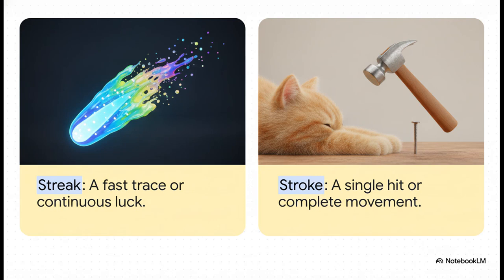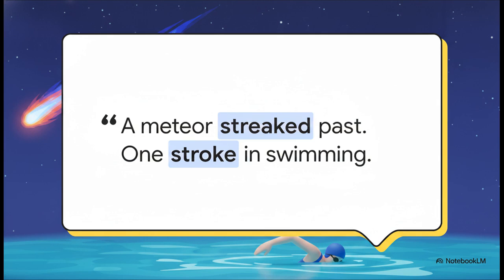Finally, our last pair, streak and stroke. A streak is a fast trace, like a smear of paint, or a run of continuous luck, like a winning streak. A stroke is one complete, definitive action. That could be the stroke of a hammer, a gentle stroke of a cat's fur, or, unfortunately, a sudden medical event. The visual of a meteor streaking across the sky perfectly highlights the speed and that glowing trail it leaves behind. And this contrasts so well with the measured, singular, repeatable stroke of a swimmer pulling themselves through the water.